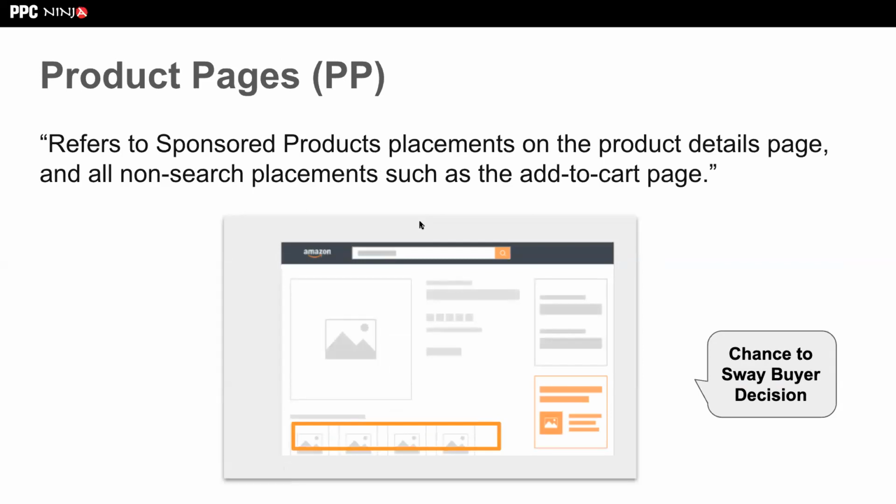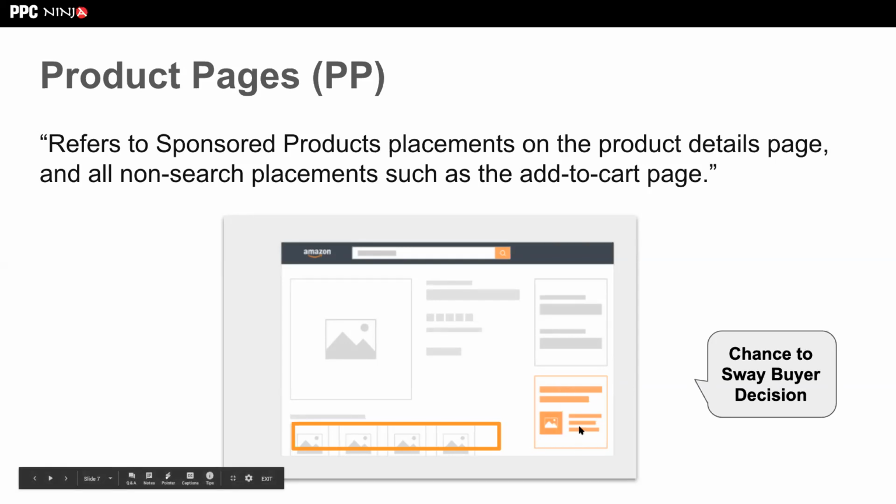And then the third placement in Amazon's definition is product pages. Product pages refer to sponsored product placements on the product detail page, which is basically your main listing page, right? Somewhere in the bottom of that page or the middle of the page. And all non-search placements such as add to cart page.